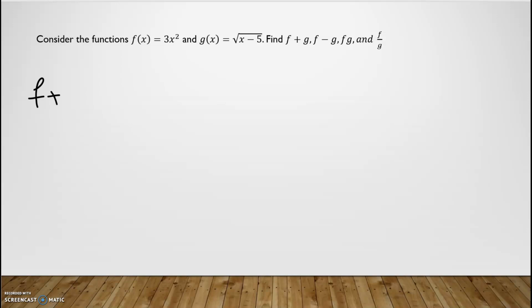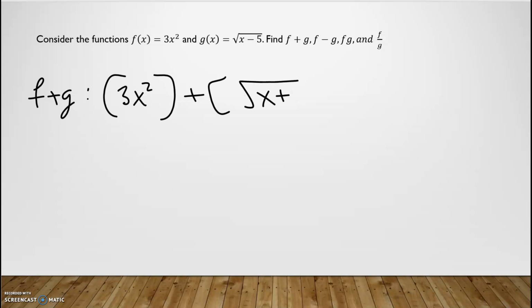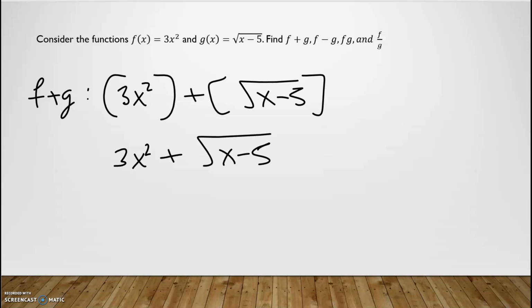So f plus g, that would be 3x squared plus the square root of x minus 5. So that would be 3x squared plus the square root of x minus 5. And that would be it for f plus g.